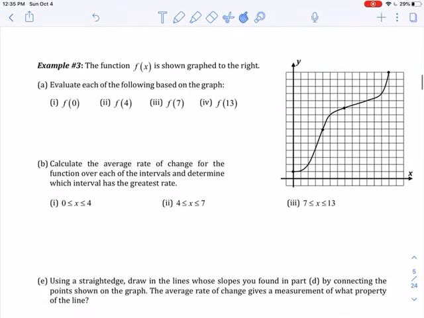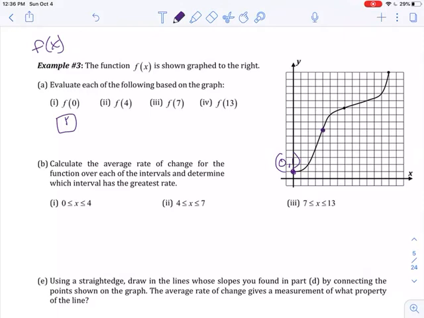The function f of x is shown graphed to the right, and some of you I know are having a little bit of trouble with reading the graphs. Evaluate each of the following based on the graph. So f of 0, remember, f of x, so the 0 is my x. On the x line, go to 0 and go up. It's this point right here, 0, 1. So f of 0 equals 1.